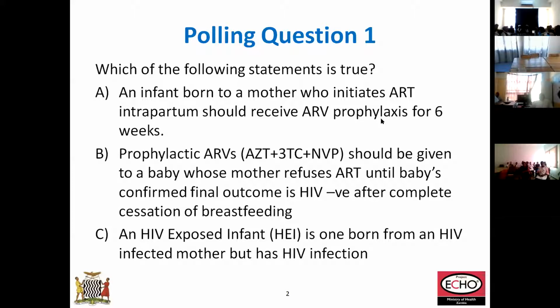B, prophylactic ARVs, that is AZT, 3TC, and NVP, should be given to a baby whose mother refuses ART until the baby's confirmed final outcome is HIV negative after complete cessation of breastfeeding. C, an HIV-exposed infant is one born from an HIV-infected mother but has HIV infection.